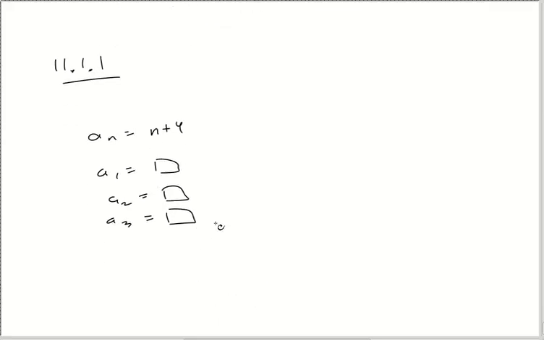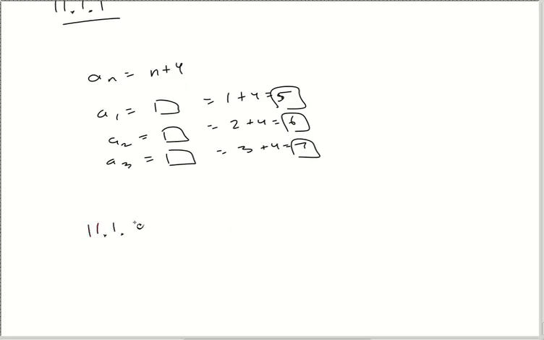And so for a1, n equals 1. So I got basically 1 plus 4 is equal to 5. For a2, I got 2 plus 4 equals 6. For a3, I got 3 plus 4 equals 7. Etc., etc.